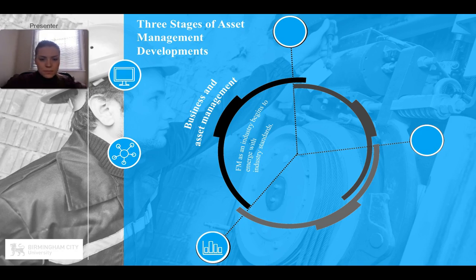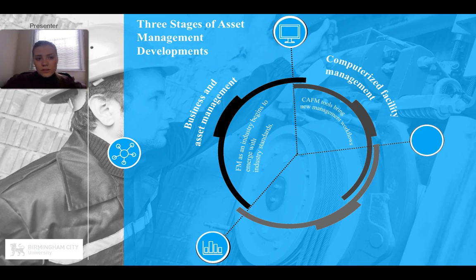The next stage of development was then followed by the computerization of the tools that were used to manage those business operations as well as asset maintenance and operations. And we saw that this included not just the AutoCAD design tools, but also the newly emerged CAFM tools. Now, CAFM is the computer-aided facilities management tools, but there are a host of other computer integrated or associated tools such as CMMS software.